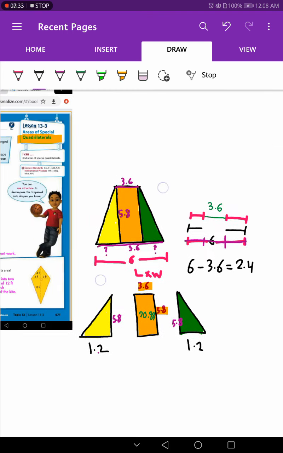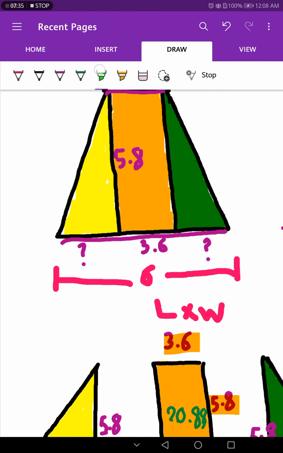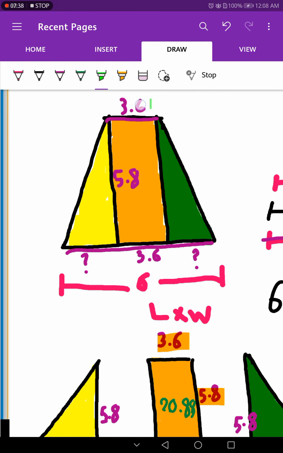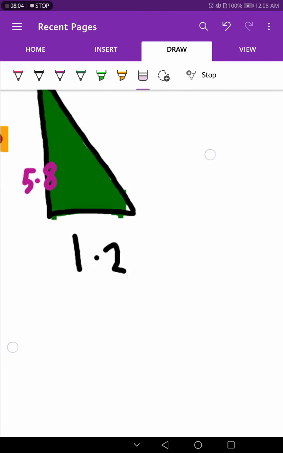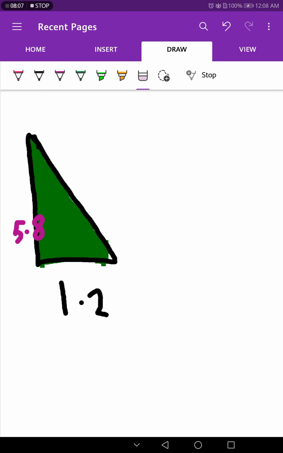Teacher, can you repeat what you did again, please? Yes, you subtract 3.6 from 6, and you get 2.4. This is the left segment, 2.4. So I cut it in two halves, each triangle takes a half, so the base for each triangle is 1.2. So now how do I find the area for this triangle?